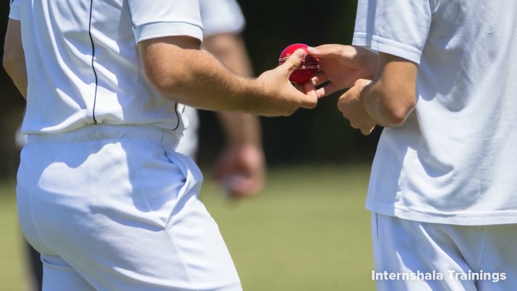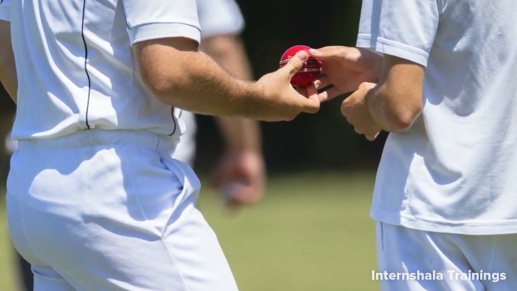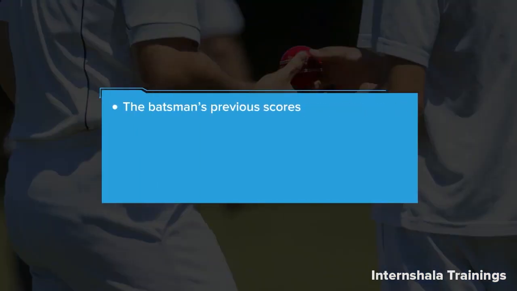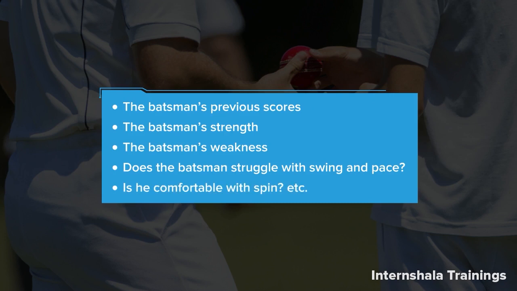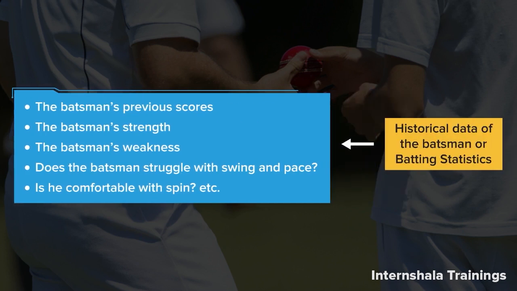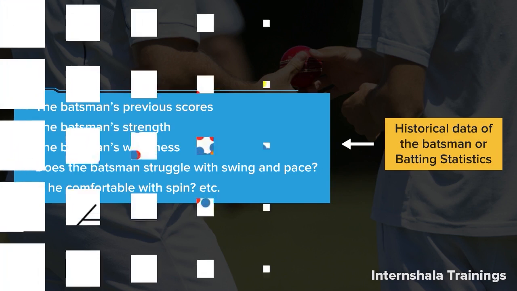Let us write down the points the captain and the bowler might have discussed. The batsman's previous scores, the batsman's strength, the batsman's weakness. Does the batsman struggle with swing and pace? Is he comfortable with spin? Etc. If we talk technically, the captain and the bowler consulted the historical data of the batsman or batting statistics, based on which they took the required decision.